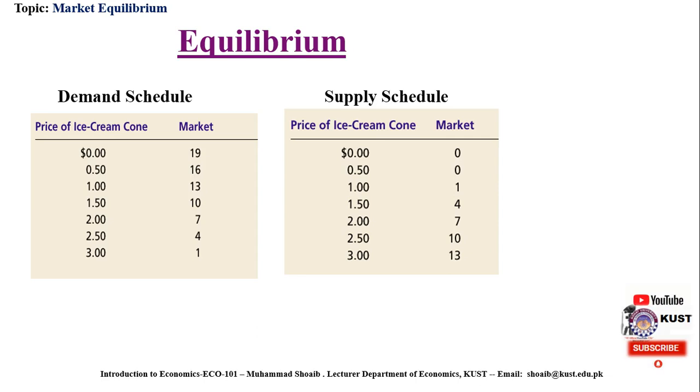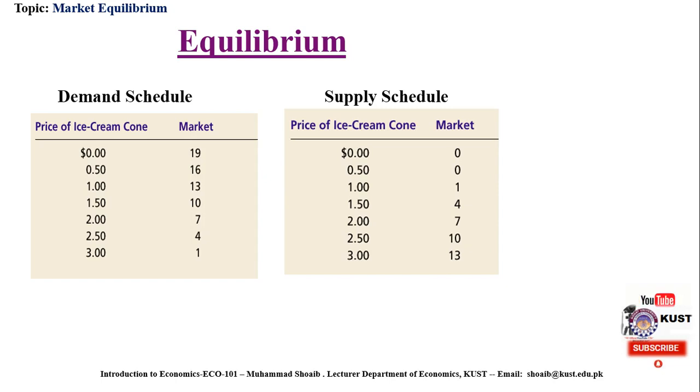So there is a negative relationship between the price of the ice cream cone and the demand for ice cream cones. When the price reaches $3 per ice cream cone, a single unit of the commodity is demanded. If it further increases, not a single unit of the commodity will be demanded. If we look at the right side, if the price of the ice cream cone is zero, not a single unit is supplied by the seller.